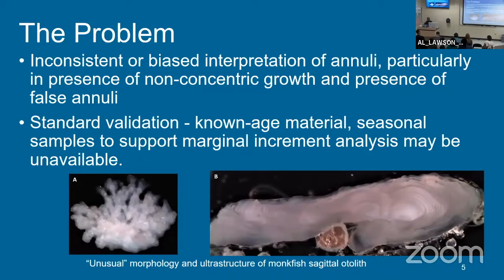Although there are some problems with these methods, for direct aging, inconsistent or biased interpretation of annuli, particularly in the presence of non-concentric growth and the presence of false annuli, can cause problems when reading. As for the standard validation methods, known age material and seasonal samples to support marginal increment analysis may not be available. On the bottom you can see the same Atlantic monkfish otolith, and its unusual morphology and formation of false annuli cause standard validation methods to not be viable.